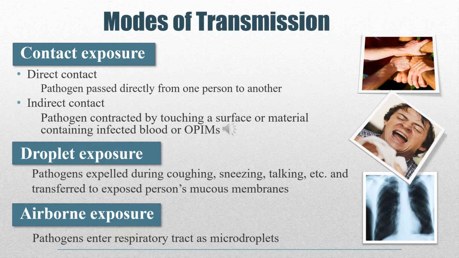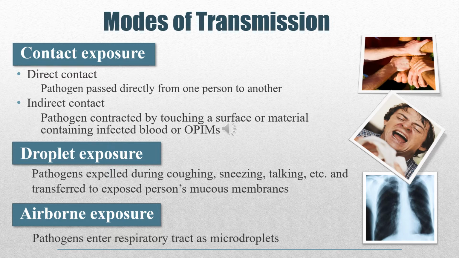Modes of transmission. The five main methods of transmission of bloodborne pathogens are contact, droplet, air, food, and vector. The first three are the most common and most likely to be encountered in the workplace. Contact exposure. This is the most common mode of exposure. This would be direct contact, where exposure occurs when the pathogen is passed directly from one person to another.